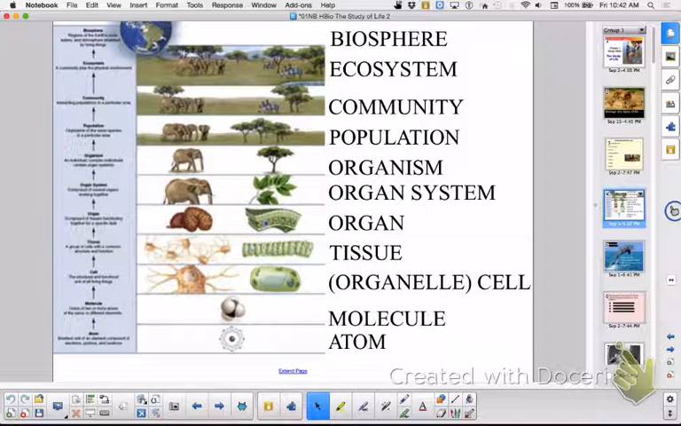Now, not all cells are created equal. There are 2 big categories of cells, prokaryotic and eukaryotic. And yes, sometimes it's spelled with a K and sometimes it's spelled with a C. Don't stress out about that part, okay? Prokaryotic and eukaryotic. For the record, you are eukaryotic. You are made out of eukaryotic cells.